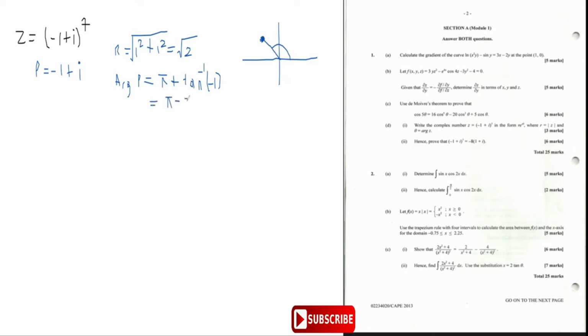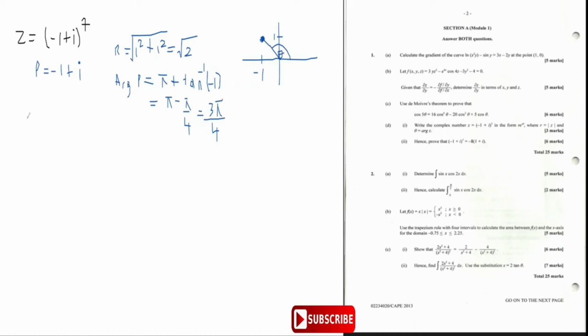And pi minus pi by 4 is 3 pi by 4, which makes sense. Based on our diagram, it should be 3 pi by 4. Doing a sketch always makes you see what the answer should be. We know it should be between 90 and 180 degrees based on our diagram. It's always good to give a sketch.